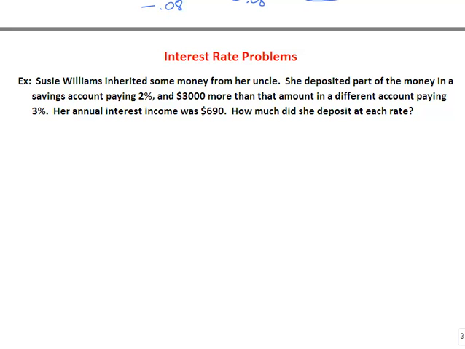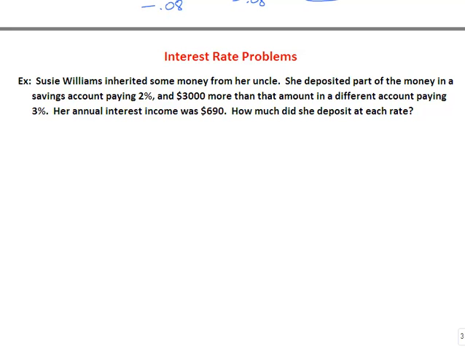We have Susie Williams, who inherited some money from her uncle. She deposited part of the money in a savings account paying 2% and $3,000 more than that amount in a different account paying 3%. Her annual interest income was $690. How much did she deposit at each rate?